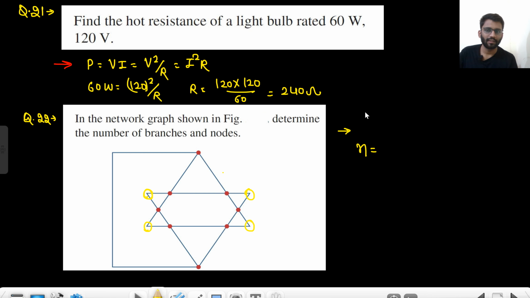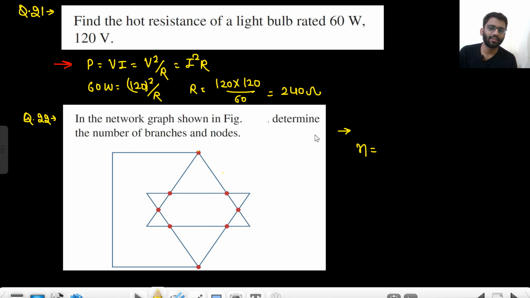Why so? They have made it like this. These branches, like this, are having the same element. I guess they are referring to this. They are having a 2 ohm resistance and 3 ohm resistance, total 5 ohm resistance. So they are not referring to it as a node. These red dots are nodes only.